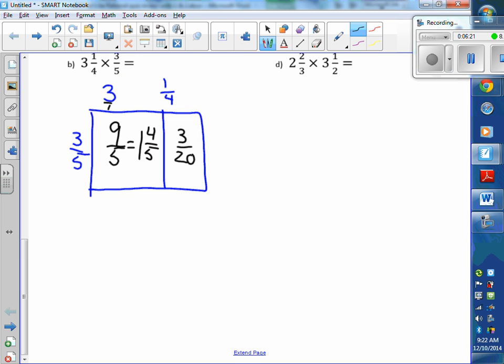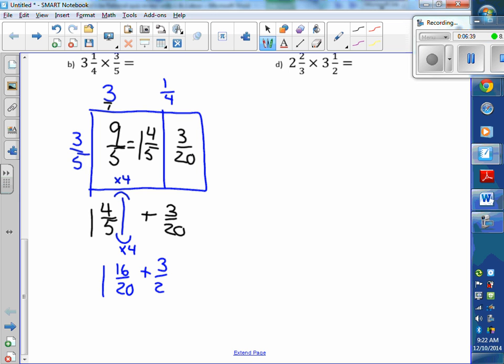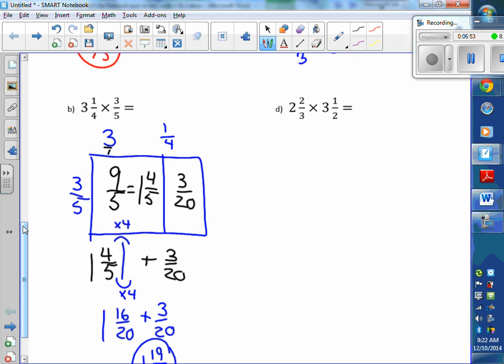So I have to add those together, right? 1 4/5 plus 3/20. So my common denominator is 20. So 1 16/20 plus 3/20 equals 1 19/20. How we doing? Good. One more, right? So your homework tonight is to go back and try them again if you made mistakes. Practice.